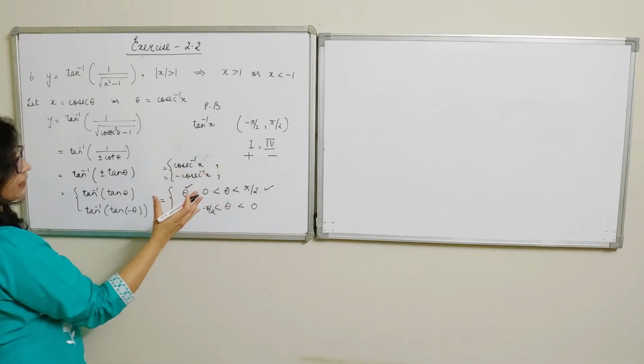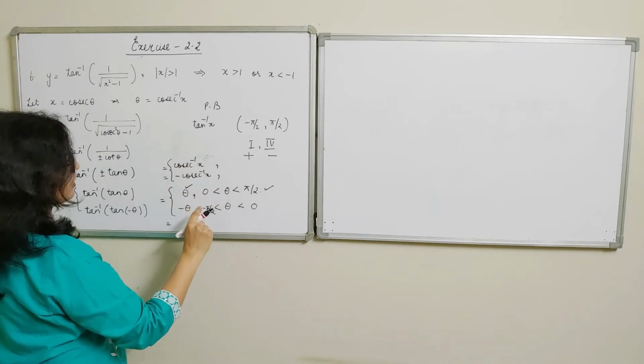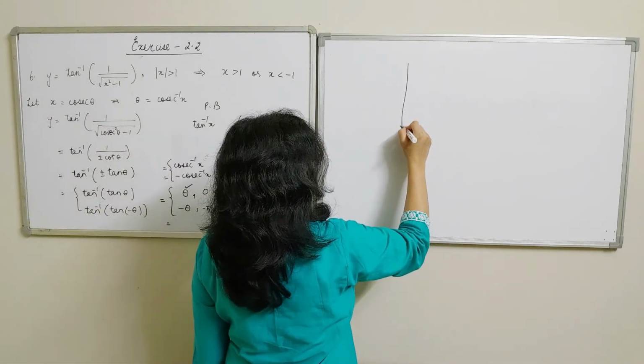Where? In which category? So for that, let us look into the graph of the cosec inverse function. Okay, I'll look into the graph of the cosec function.